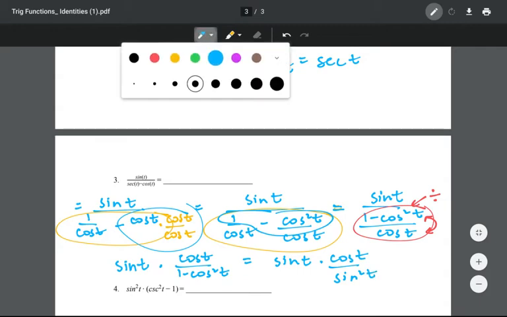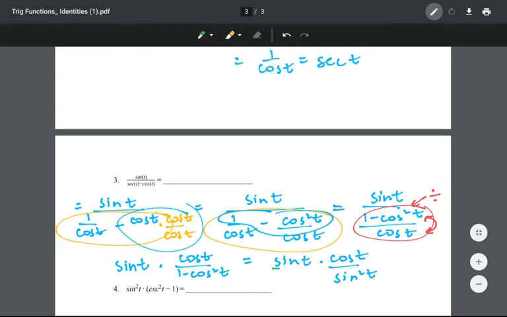If it helps you to keep your numerators and denominators straight, that sine t can be written as sine t over 1. So it really is in the numerator. So I can cancel one of the sines in the denominator with the sine t in the numerator. I end up with cosine over sine, which is cotangent t. So I end up with cotangent of t.